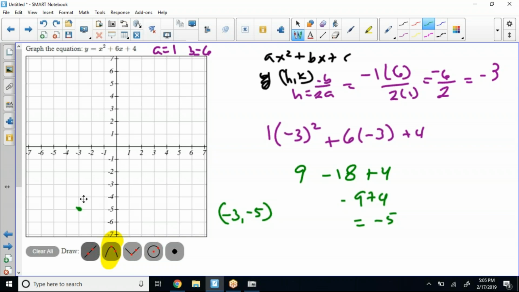Now I've got to find one more point. I don't have to worry about anything because this point right here, if you've got it in ax squared plus bx plus c, that's the y-intercept. So there's your other point right there. And you're done.